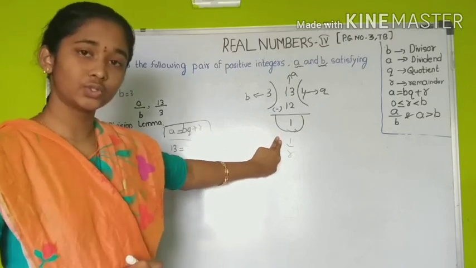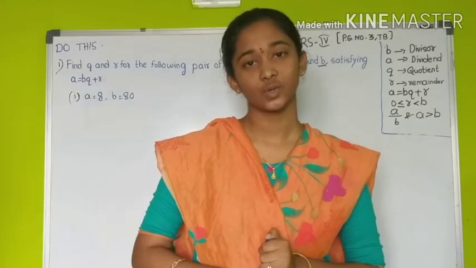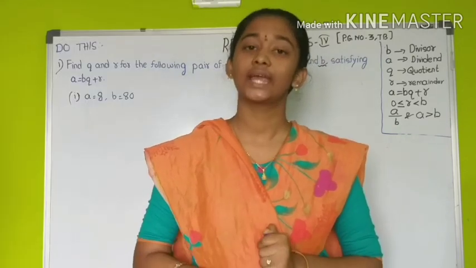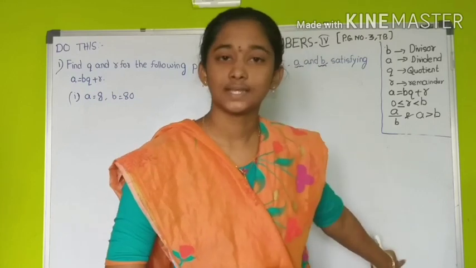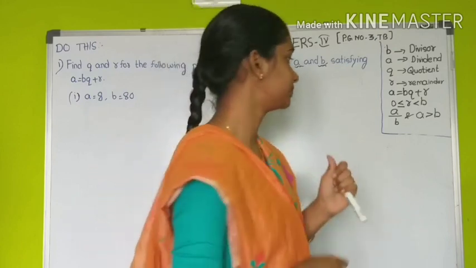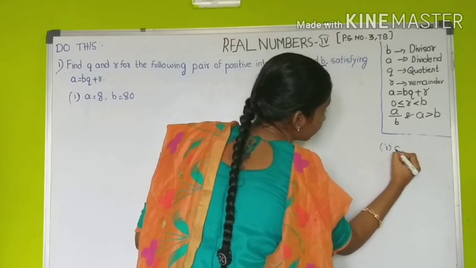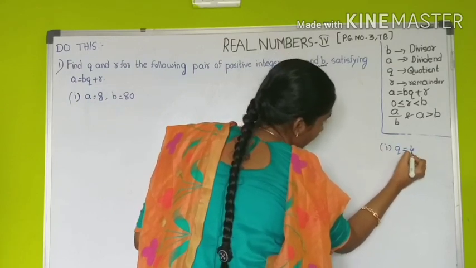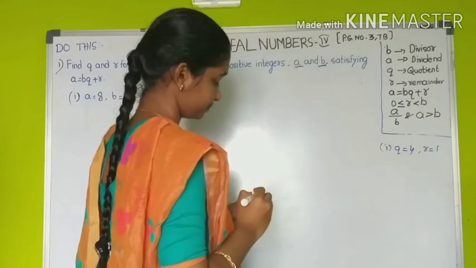And now we are going to solve the next question in Do This. Before going to solve the second question, we write the values of Q and R of all the Do This questions on this side, because it will be useful for us to solve the Think and Discuss problem. In the first question, we have got the values of Q and R. The value of Q is 4 and the value of R is equal to 1.